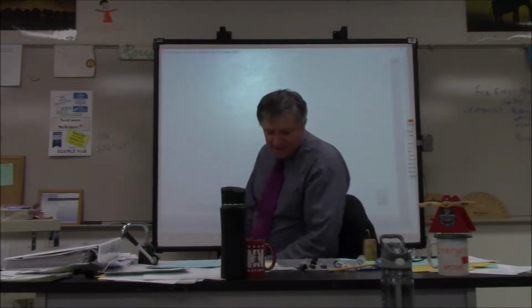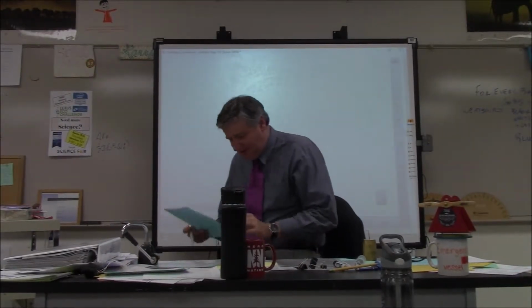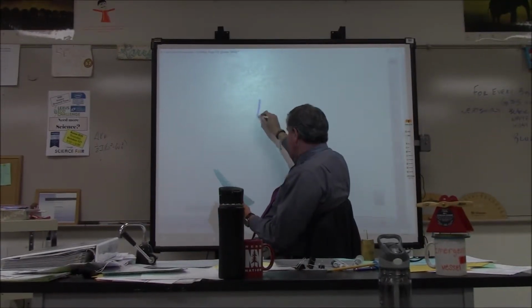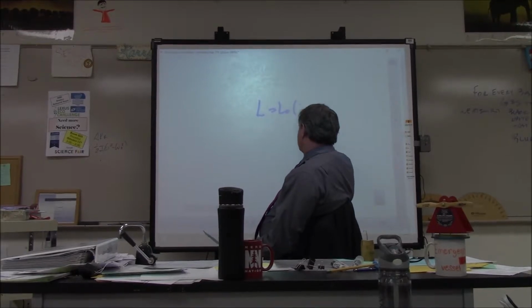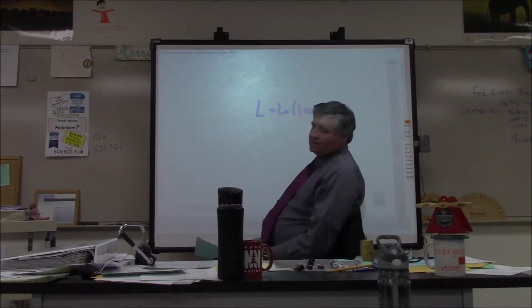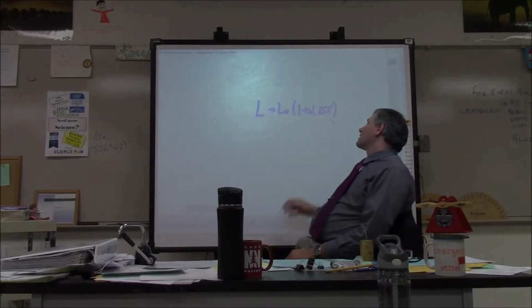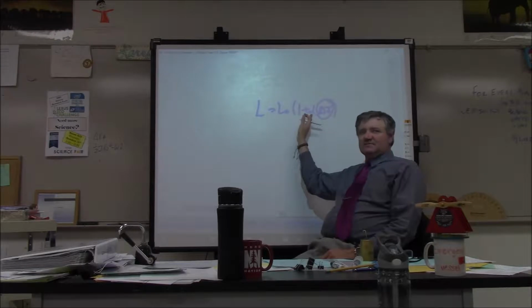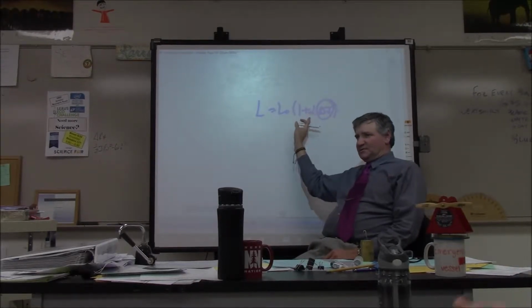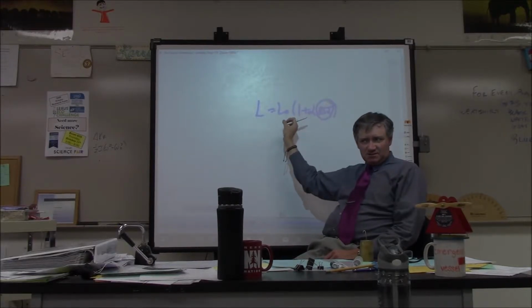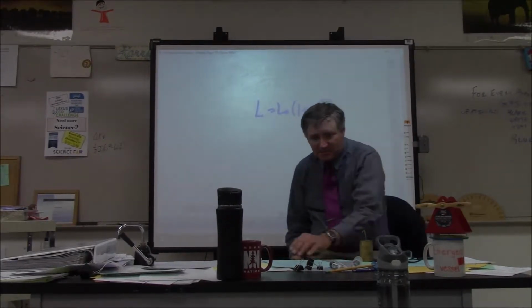So, if you look at what's happening on 16, you've got L equals L naught, 1 plus alpha delta T. So here's the whole key to this. Keep in mind this is not the temperature of the system. This is the change in the temperature of the system. So listen to me very carefully. This is the change in temperature of the system. So basically it's an algebra problem.